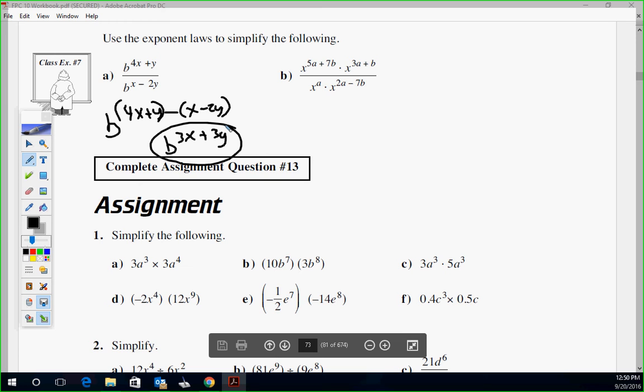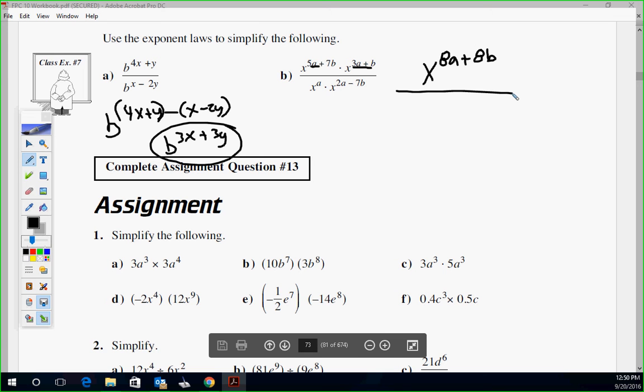Okay? Let's try a little harder one here and then we'll be done. So this one I'm going to do the top first and then I'm going to do the bottom second. So what are we supposed to do with these two? Add them, right? What's 5a plus 3a? 8a. Good. What's 7b plus 1b? 8b. So that's my new top. Everybody okay with that?